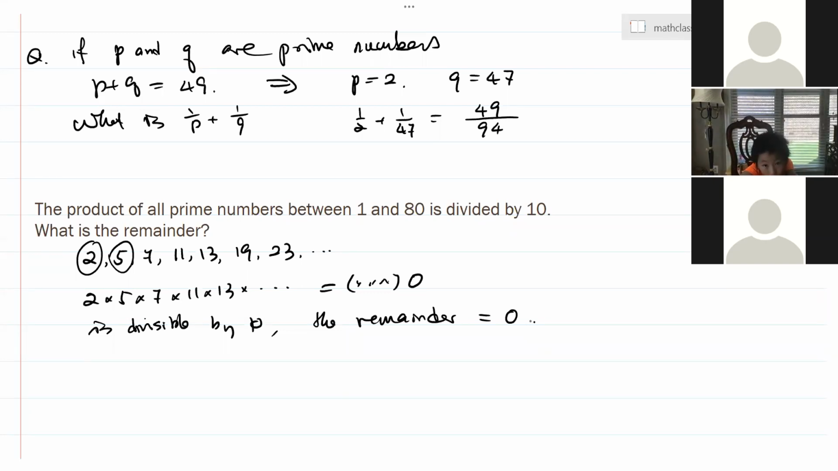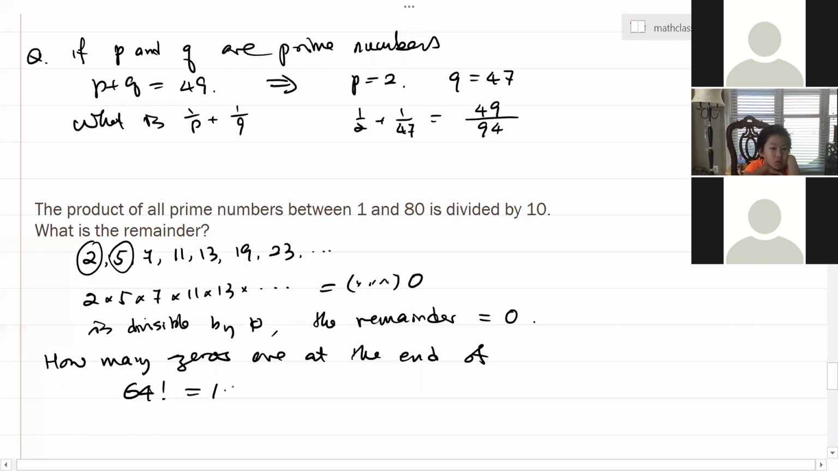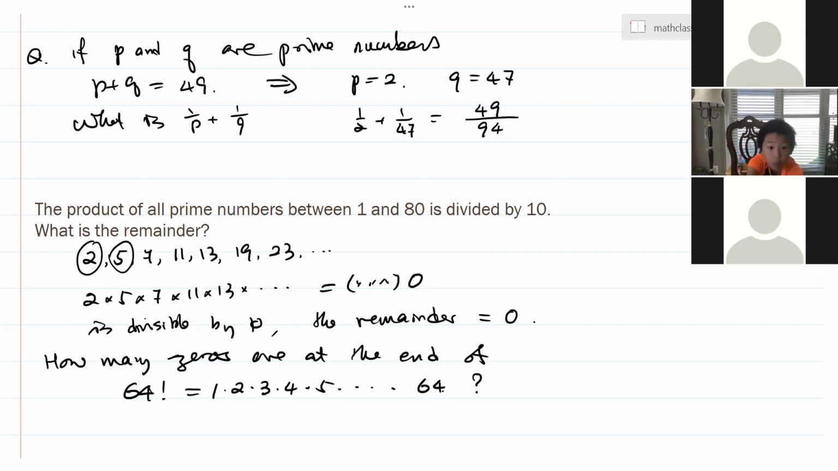I have another question similar to that. I want to ask you how many zeros you're going to have. So the question: how many zeros are at the end of the following number? This number has a notation called 64 factorial, which is 1 times 2 times 3 times 4 times 5, all the way to 64. Can you do this? If you multiply them out, how many zeros are you going to get?